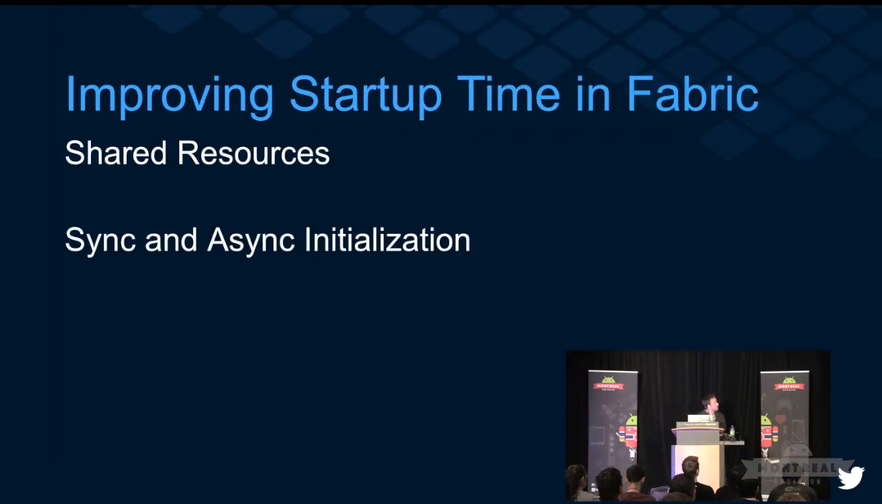So when we were talking about improving startup time in Fabric, I mentioned that we have these shared resources, things like our concurrency system that live in Fabric. All the SDKs share that so that we're not running too many threads. We also do the synchronous and asynchronous initialization that I talked about. It's important for us that we had different priorities for initialization. Some kits needed to be initialized before other kits, so we built this into our thread pool executor.